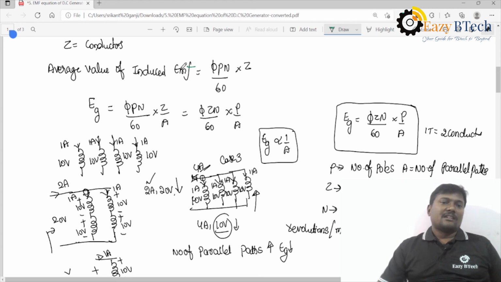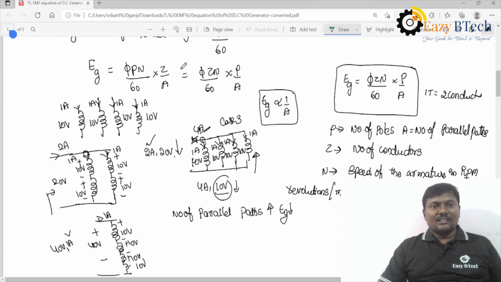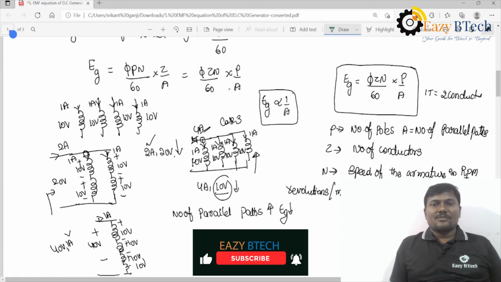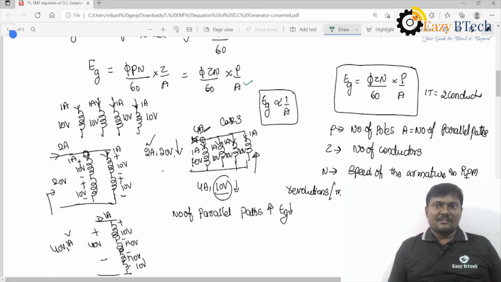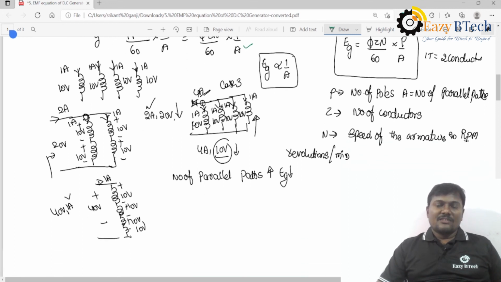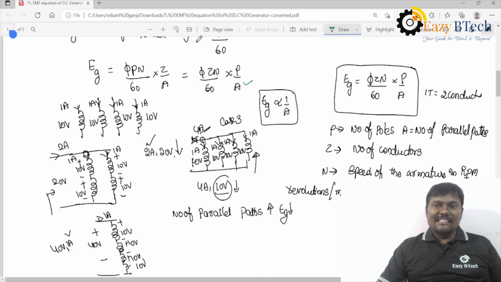And if it consists of Z number of conductors, multiply on the right side. The average value of induced EMF is equal to phi P N by 60 into Z. And one more term is also there: the generated EMF is inversely proportional to the number of parallel paths. By giving this explanation, you get your overall generated EMF.